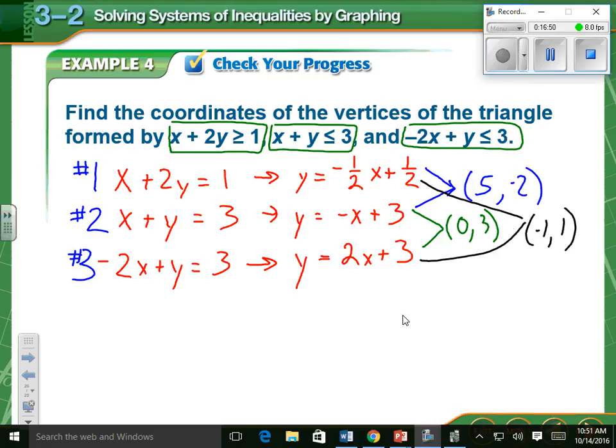Now, just for fun, we could actually have the calculator show us the triangle and the shaded area. If I go back in and put the inequality symbols instead of my equal signs, then that'll show me where I need to shade. So I'm going to shade above the negative 1/2 x plus 1/2, below the negative x plus 3, and below the 2x plus 3. So I'm going to put all three of these into the calculator at the same time.